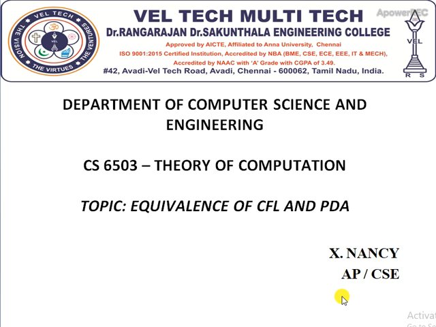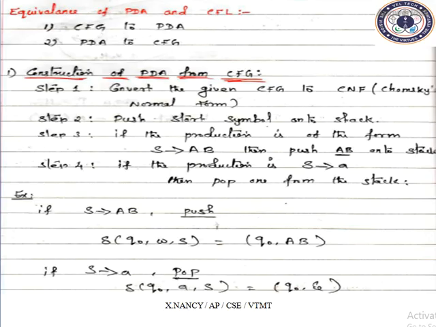I am here to give a lecture on equivalence of CFL and PDA, which is covered in the third unit of the subject CS6503 Theory of Computation. Now, let's move on to the procedure of deriving the equivalence of CFL and PDA. Basically, the equivalence of CFL and PDA consists of two types: one is CFG to PDA and the other is PDA to CFG.